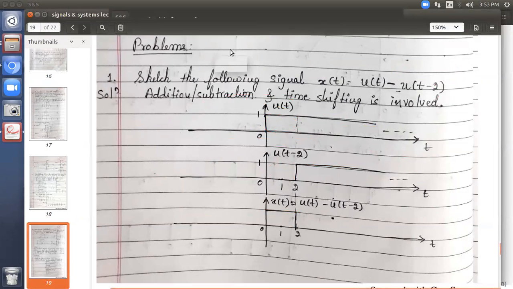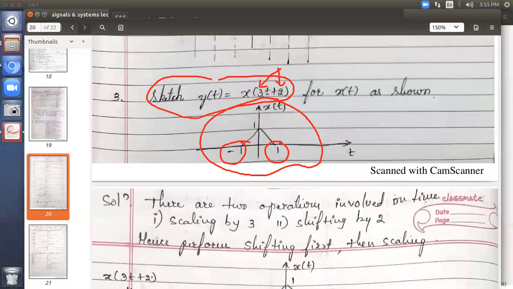Yes, ma'am. Okay. Can anybody tell me how much time is still remaining for the second problem? How many operations are involved? You can check it. X of 3t plus 2. 3t means you have time scaling. Plus 2 means there is a shifting. So time scaling and shifting, 2 operations are there, but no addition or subtraction. It's a single signal. Only time dependent operations are there, one is a scaling, the other one is shifting.